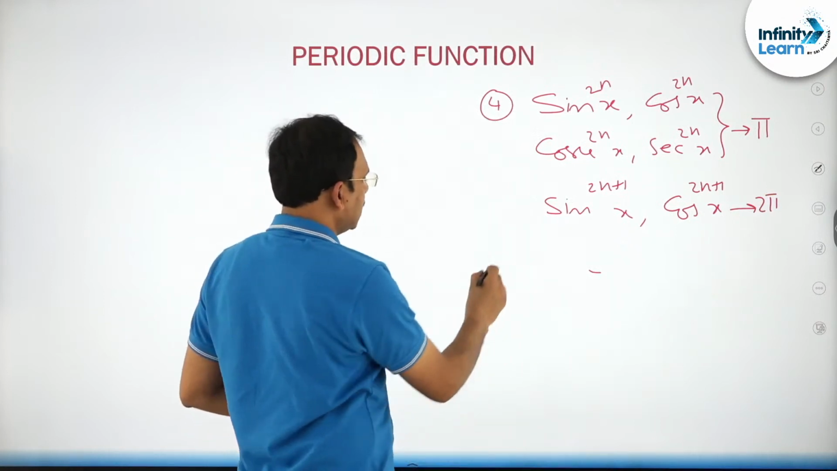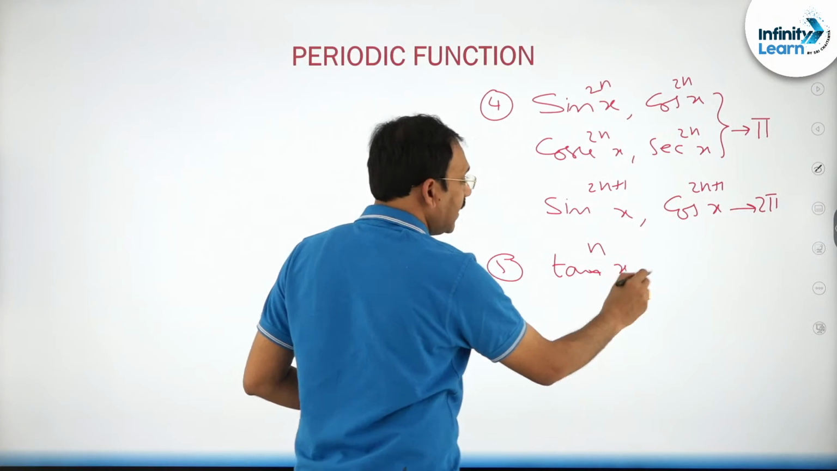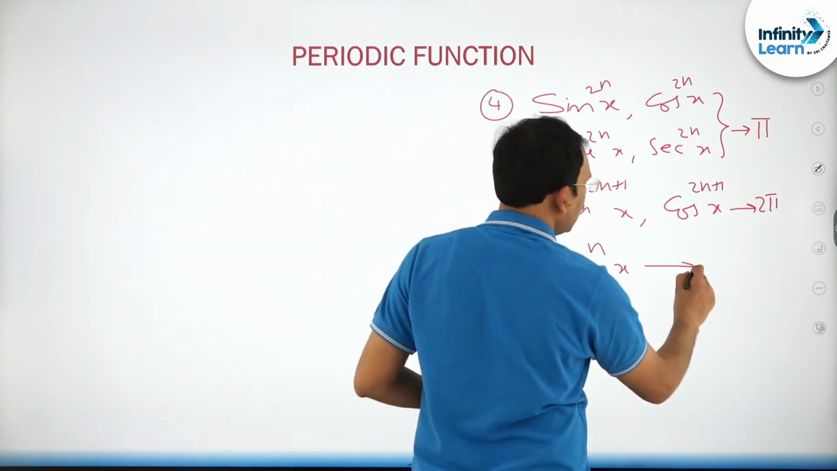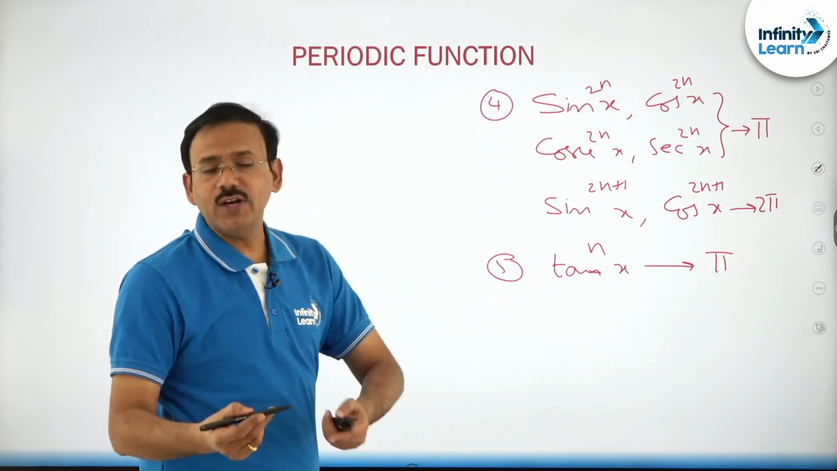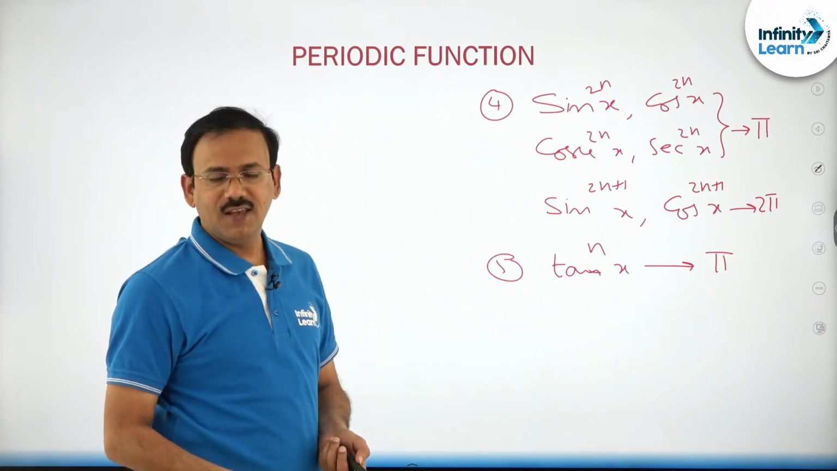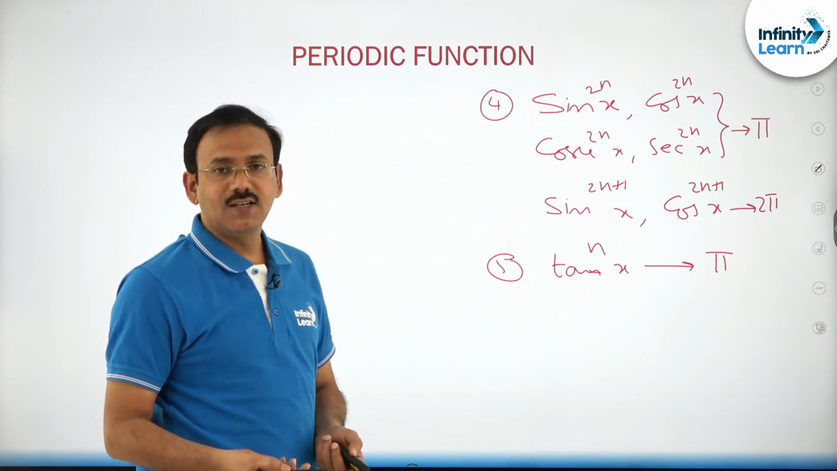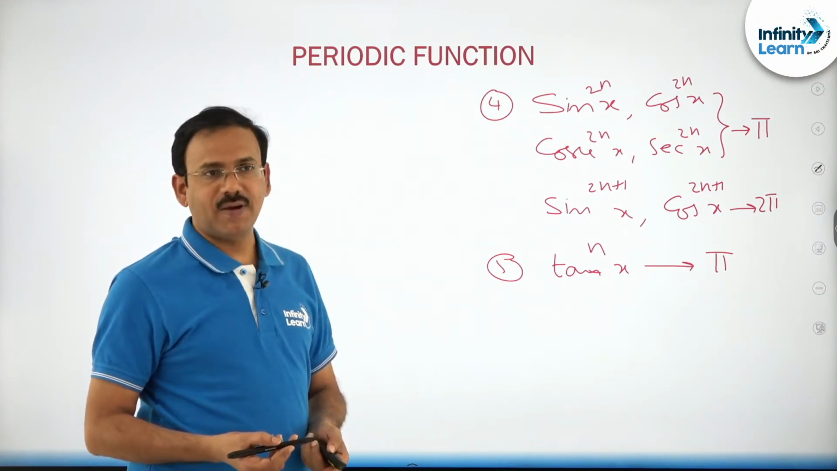Whereas friends, tan power n x, whether n is even or odd, the period is pi itself. You know tan x period is pi, but tan square x period is not going to be pi by 2. Because if you write pi by 2 plus x in place of x, you won't get tan power n x back. So tan power n x period is pi.